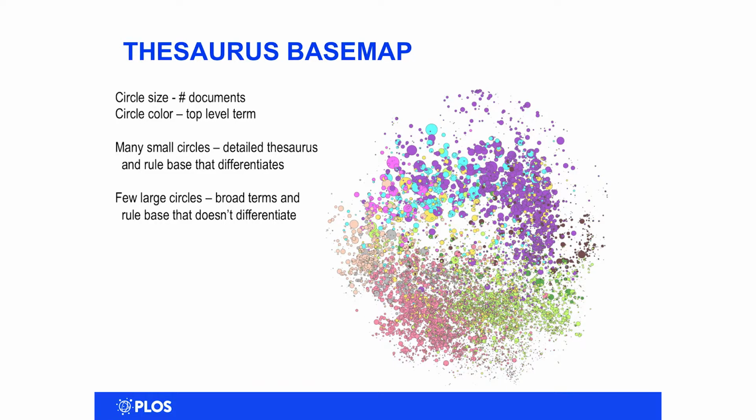I warn you right now, don't ask me questions about the visualizations because Kevin will explain all of that. But generally, I just want to talk a little bit about the way we looked at this. This is our whole thesaurus. This isn't a map of articles that have been published. This is a map of the thesaurus itself.